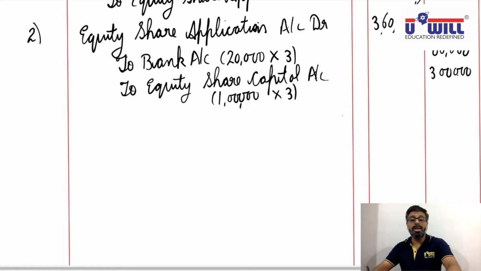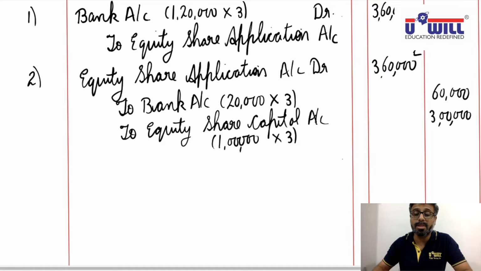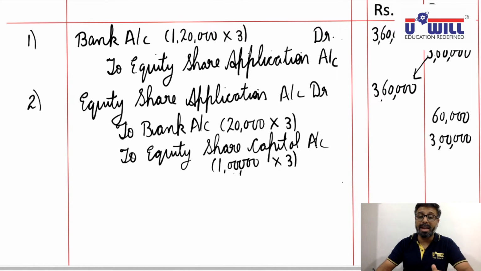Okay. So I repeat, equity share application account we debit and close with full amount 3,60,000. To bank account we refund the surplus money 20,000 into 3 rupees, 60,000. Okay, and then to equity share capital, on remaining 1 lakh shares into 3 lakhs we transfer to share capital. So keep it in mind, first entry with 1,20,000 shares as we discussed, refund 20,000, and now after that all amounts with 1 lakh shares.